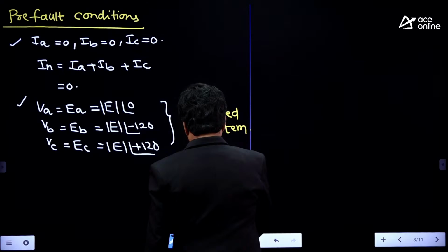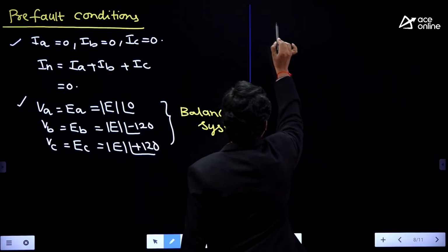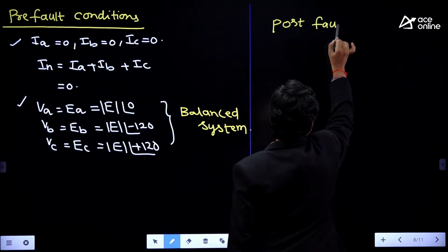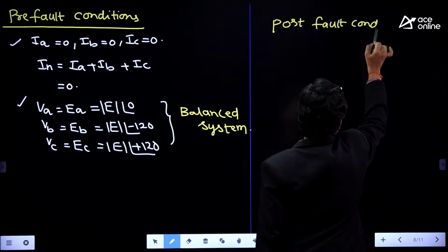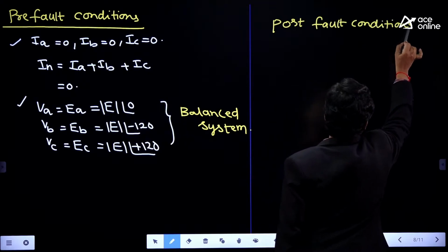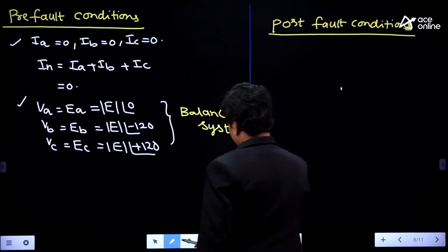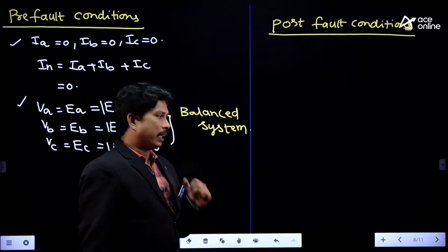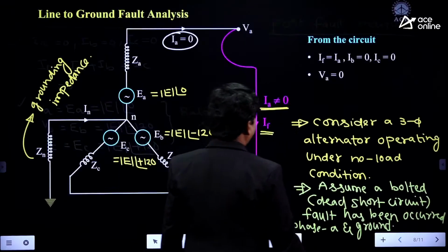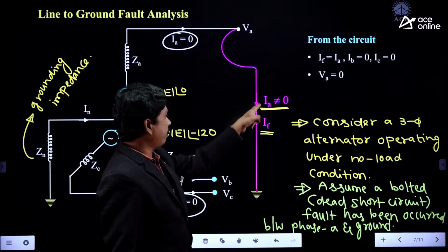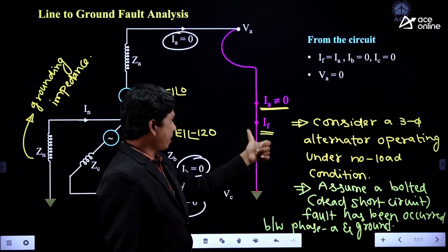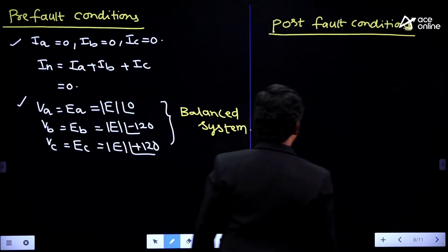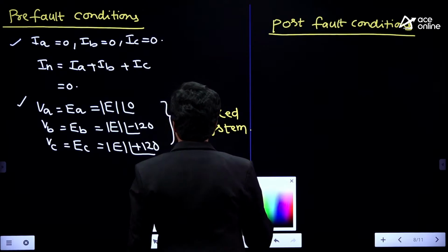The post-fault conditions. So after the occurrence of the fault, the post-fault conditions. Please check here, students. Whenever the fault occurs in the system, the A phase current will become unequal to 0, and the fault current and A phase current are the same. Therefore, we can write the fault current and A phase current are same.